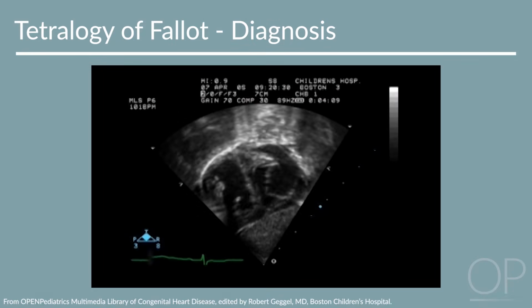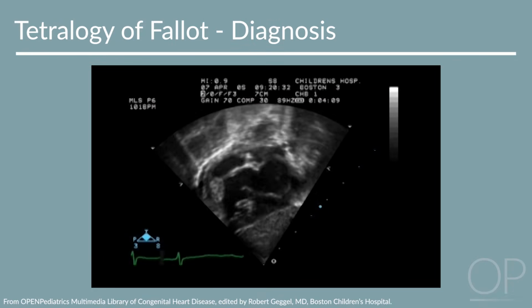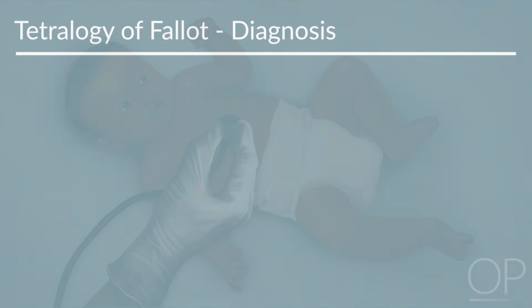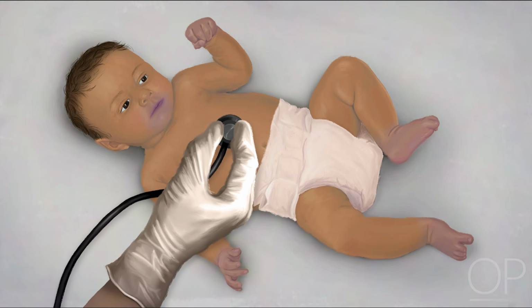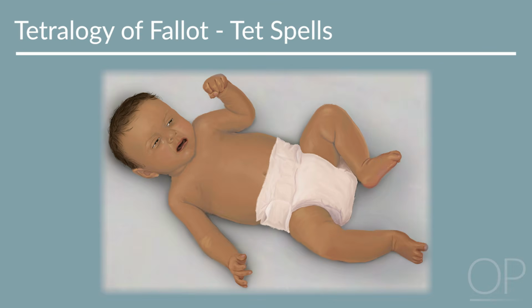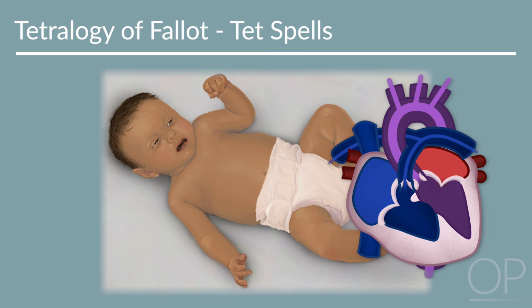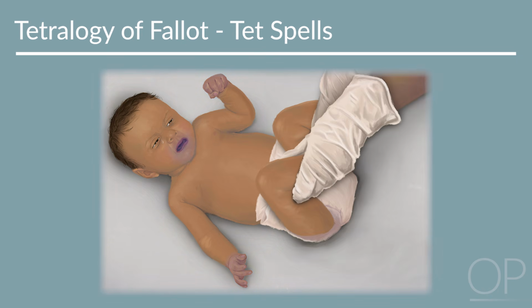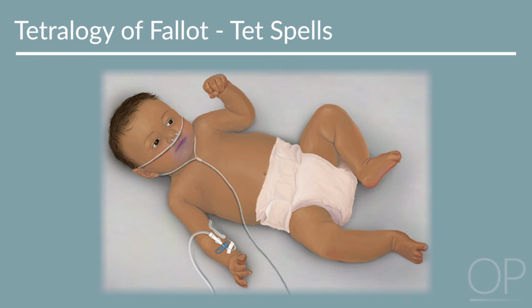Tetralogy of Fallot is most commonly diagnosed prenatally by fetal echocardiogram. However, it can present postnatally with cyanosis or an asymptomatic murmur. Infants with unrepaired Tetralogy of Fallot are at risk for TET spells, where agitation or other factors can cause an acute increase in right ventricular outflow tract obstruction and profound cyanosis. Management of TET spells includes placing the baby in a knee-chest position and administering fluids, oxygen, and morphine.